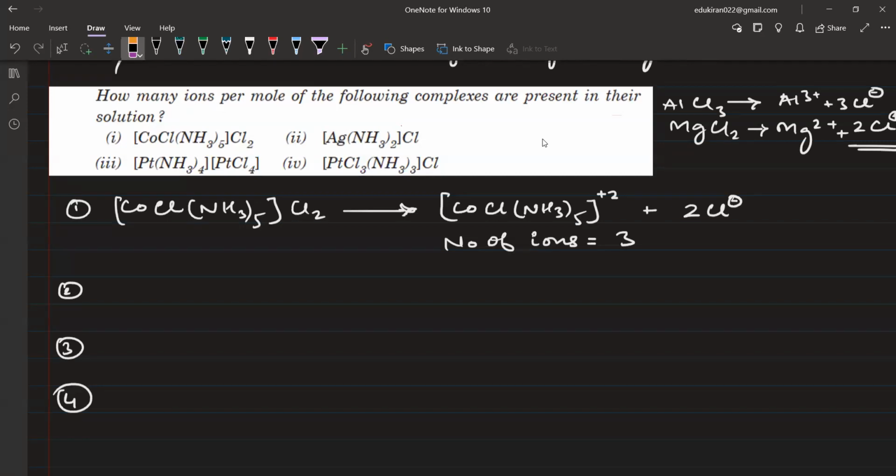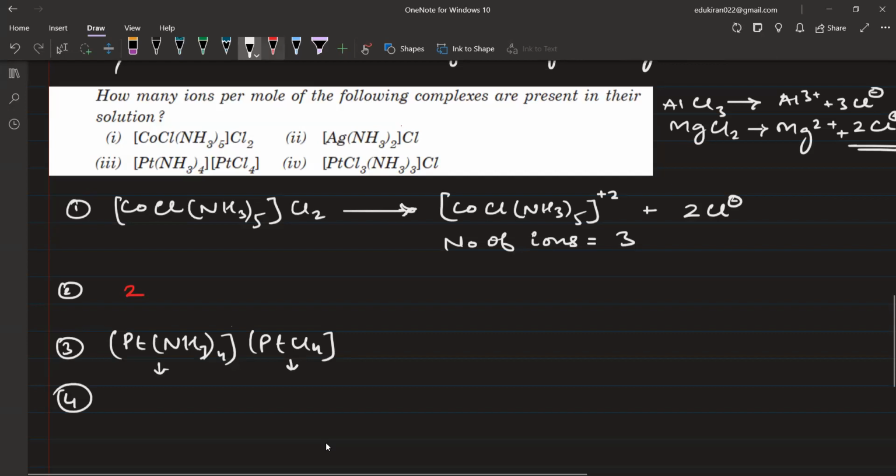Let's go. In the second case, what will you have? You will get 2. The total number of ions that you are going to get is 2. In the third case you are also going to get 2. Okay. I am telling you what will happen here. Pt NH3 whole 4 and we have PtCl4. So here this is going to be your cation and this is going to be your anion. So here you have just 2 ions.